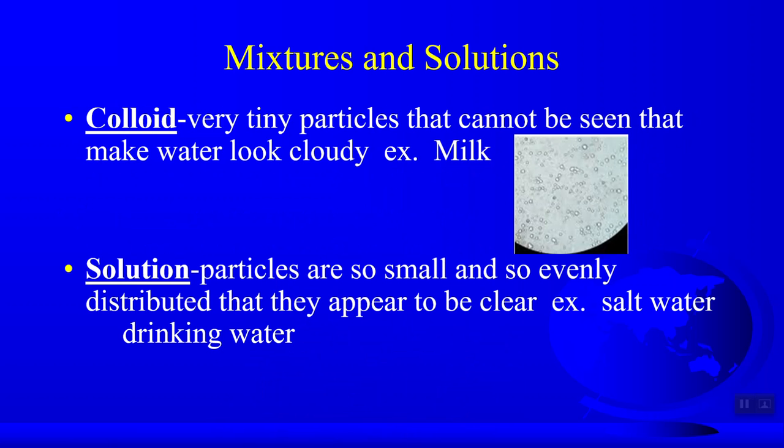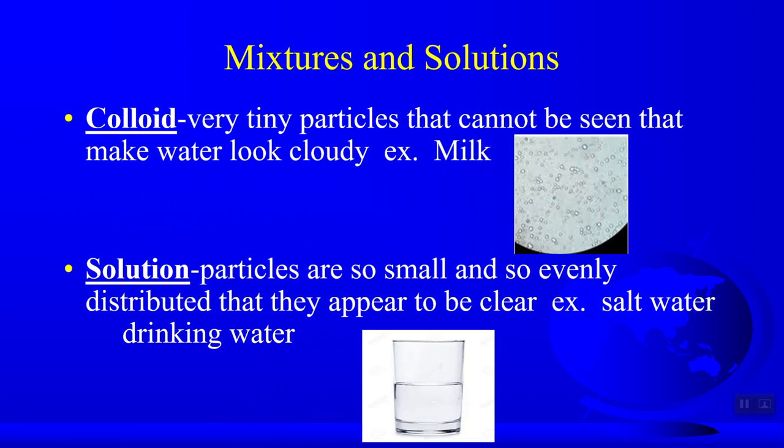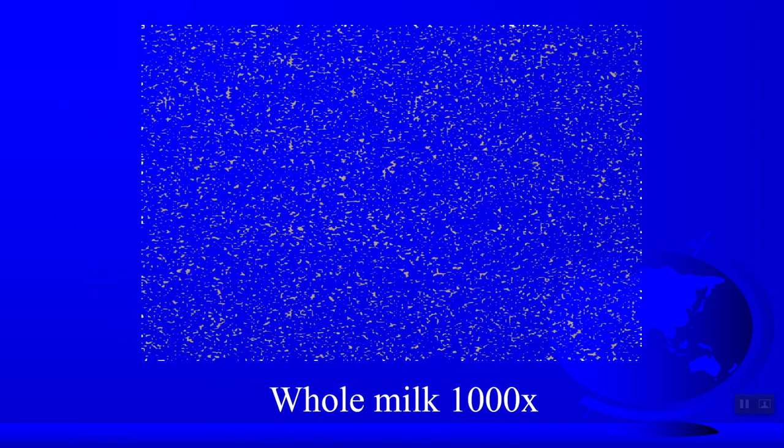A solution are particles that are so small and so evenly distributed that they appear to be clear. It looks like it's just water. For example, salt water is an example of a solution. Sugar water would be an example of solution. Drinking water is an example. Remember, the drinking water is going to have all sorts of contaminations in it. So if you can see straight through it and you don't see teeny tiny little particles, it looks like water or maybe even colored water, that is a solution.